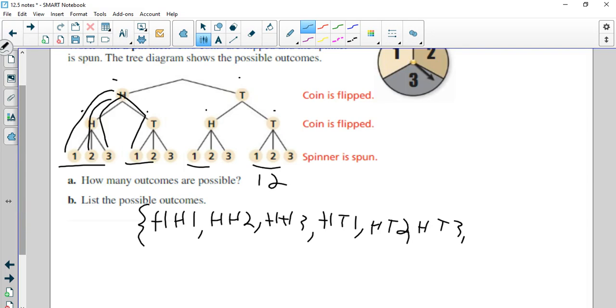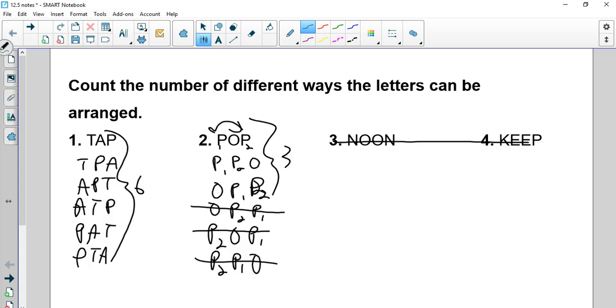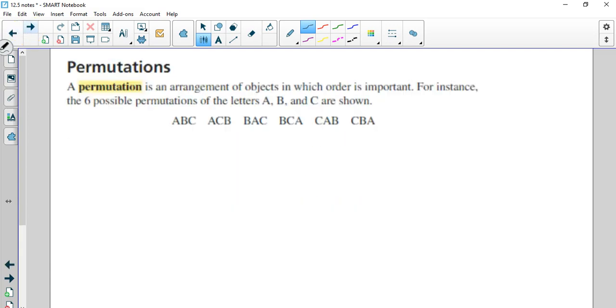Then we're going to start with tails. I'm going to come down here. TH1. And then TH2. And TH3. And then it would be tails, tails. So tails, tails 1, tails, tails 2, tails, tails 3. And those are our 12 possibilities. 6 with heads first and 6 with tails first. Sorry, the board's a little bit off.